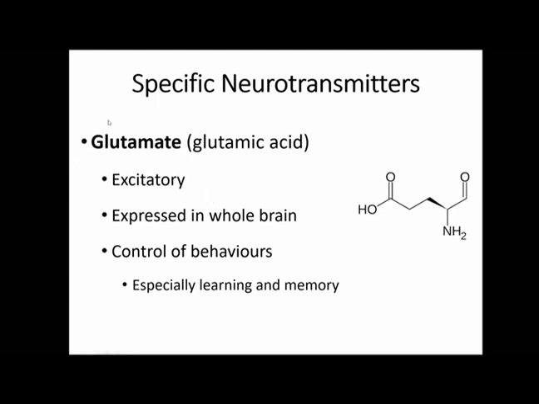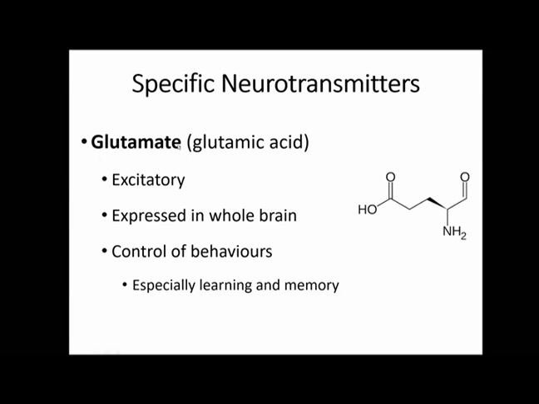So we're going to start with glutamate, which is sometimes also called glutamic acid. And I've included the chemical signals just as a reference. I'm not going to test you on the chemical signals. I just put them there because I find it interesting to see what they look like. But glutamate is an excitatory neurotransmitter. So when it's released, it's increasing the likelihood that the next neuron fires.